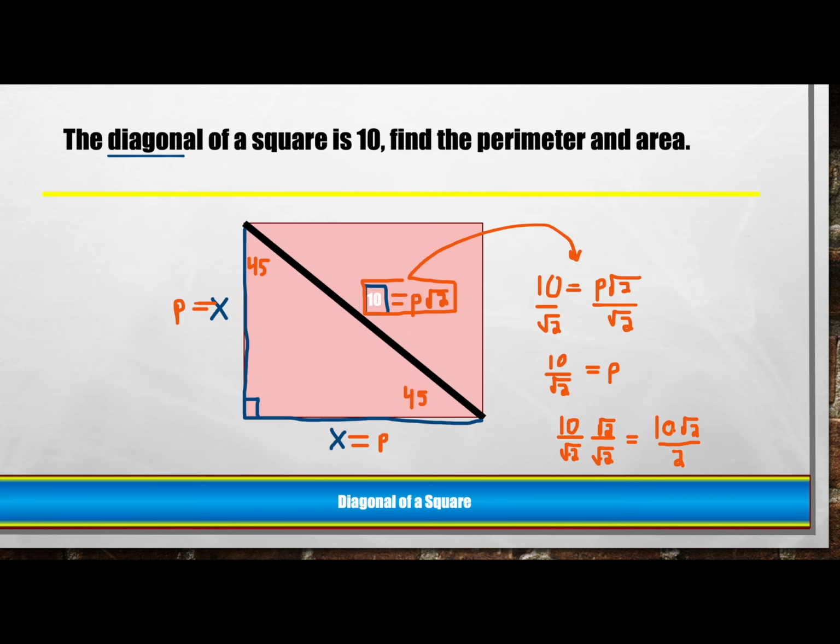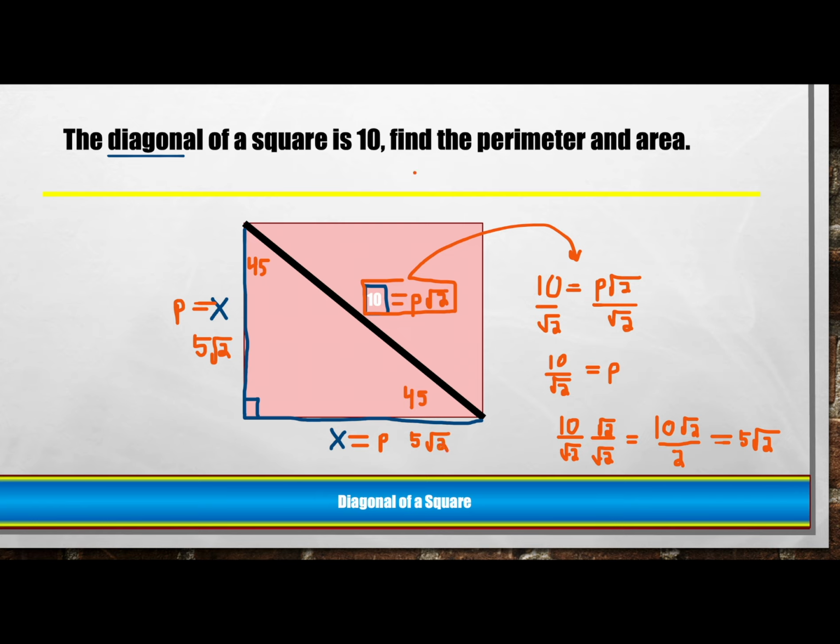So now we have 10 root 2 over 2, and now the 10 and the 2 simplify to 5, giving us a side length of 5 times the square root of 2. So in this case, our side on the square is going to be 5 times the square root of 2.